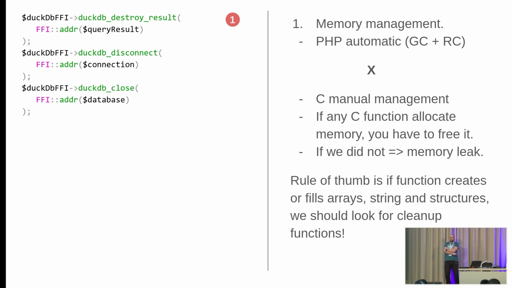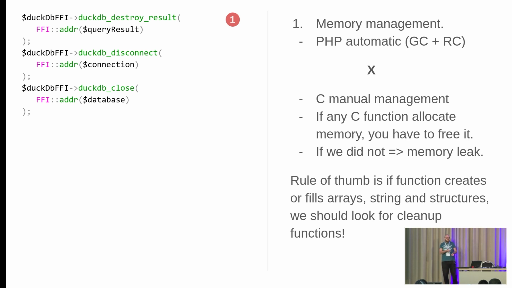And this brings us to one of the biggest problems in FFI. Well, problem. It's actually not a problem. It's the harsh reality. The memory management between PHP and C is rather different. In the case of PHP, we have automatic memory management. We have a garbage collector, reference counting. Sorry for that. This is not true in the case of C. In C, you are on your own. There is manual memory management. So if any C function actually allocated memory, you have to free it. And if you didn't do this, you will cause a memory leak.